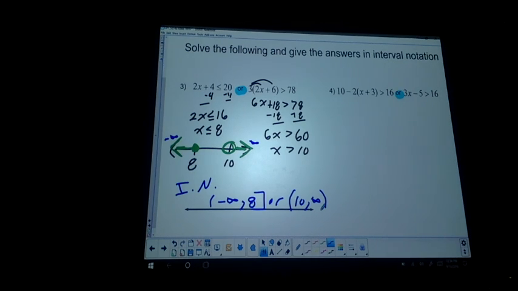It's compound. There's two problems that are there. It shades opposite directions. It doesn't overlap. We're going to the infinities again.